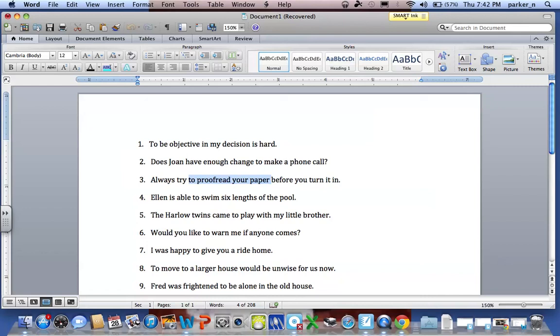Number 4, Ellen is able to swim 6 lengths of the pool. To swim 6 lengths of the pool is your infinitive phrase. Ellen is able. Able how? How is she able? In this case, the infinitive phrase is acting as an adverb.